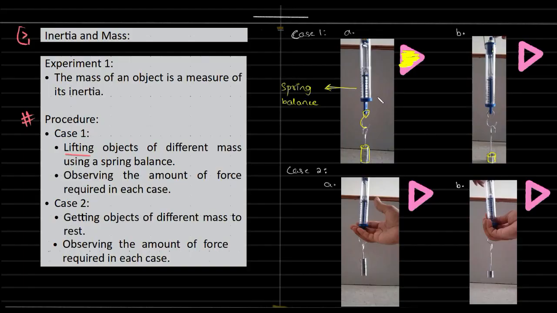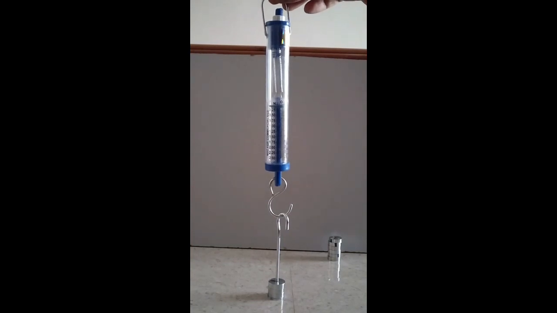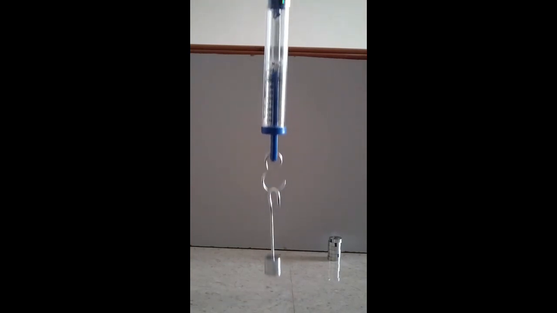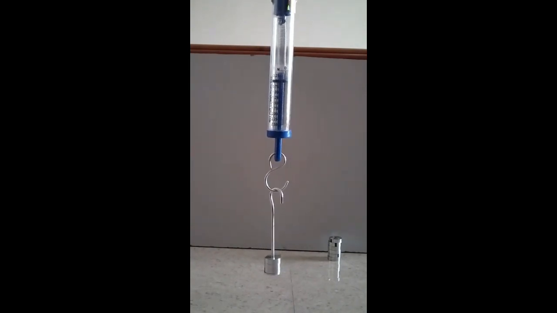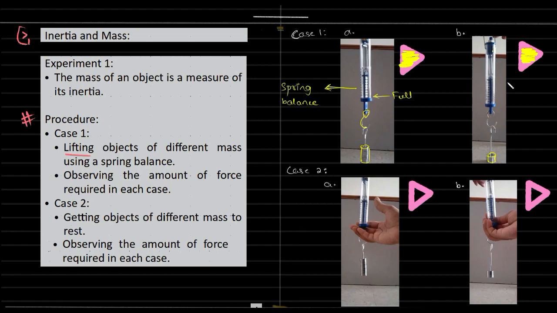It came out till here, is it not? Almost till the bottom, right? Next, look at this scenario wherein you have a lighter object. It came out almost till the half, less than half to be frank. Okay, next, case 2. We'll make our conclusion after seeing case 2.